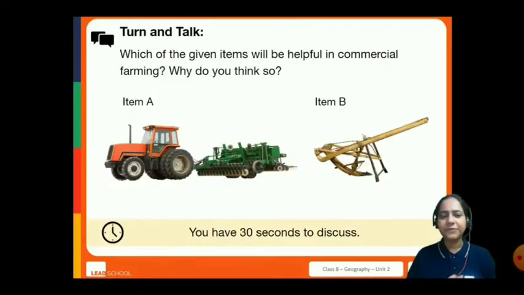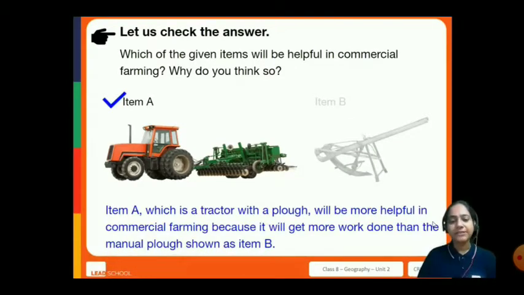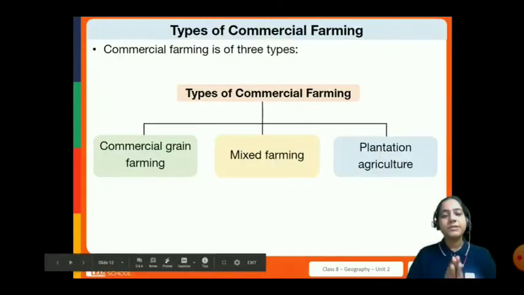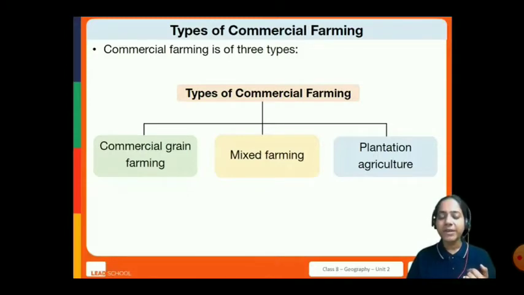An interesting question for you here, students, is which of the following items will be helpful in commercial farming? Why do you think so? So you have item A and item B. You have 30 seconds to think. Students, item A, which is a tractor with a plow, will be more helpful in commercial farming. Why? Because it will get more work done than the manual plow as shown in item B. Students, commercial farming is of three types: commercial grain farming, mixed farming, and plantation agriculture.